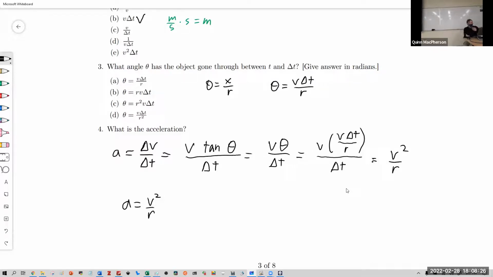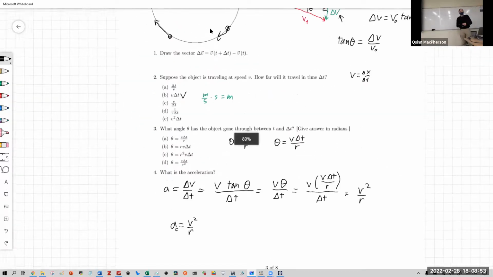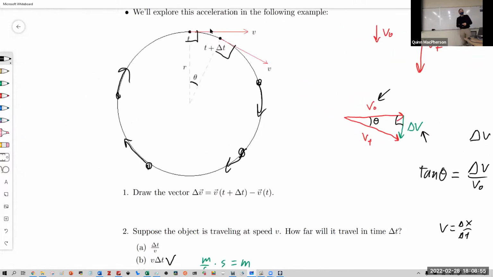This is a special type of acceleration. We'll give it a subscript C for centripetal acceleration. It's the acceleration you experience when you go around a circle. It's centripetal. Okay, so acceleration is a vector. This only gives us a magnitude, V squared over R. Which direction is it? It's down, right? Yes. Yeah. So the centripetal acceleration is always towards the center of the circle.